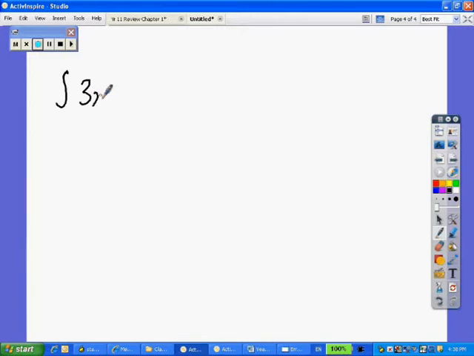I have the integral of 3x squared plus 4x plus 5 dx. Now I'm going to take each of those terms, add 1 to the exponent, and divide by n plus 1. In this case, n plus 1 is going to be 3. So again, I'm going to end up with x cubed because my n plus 1 is 3. I've divided that by 3 and I get 1, so that's an imaginary 1 there.